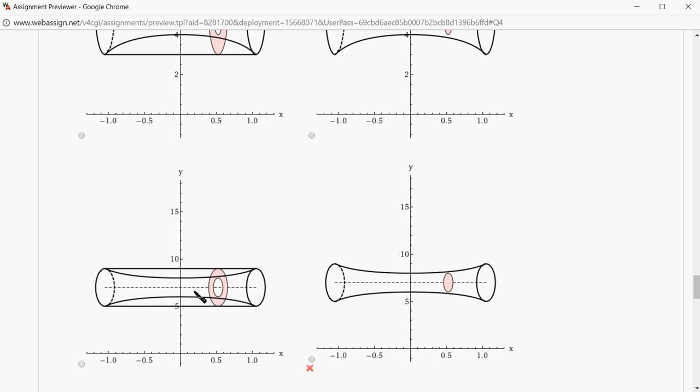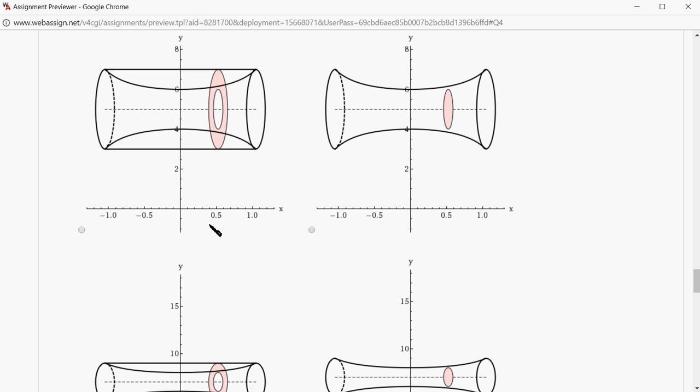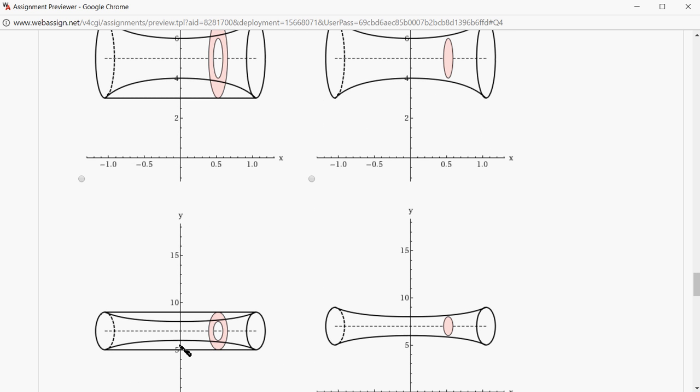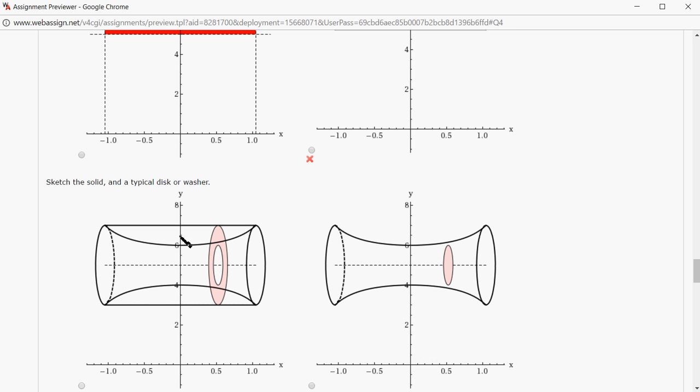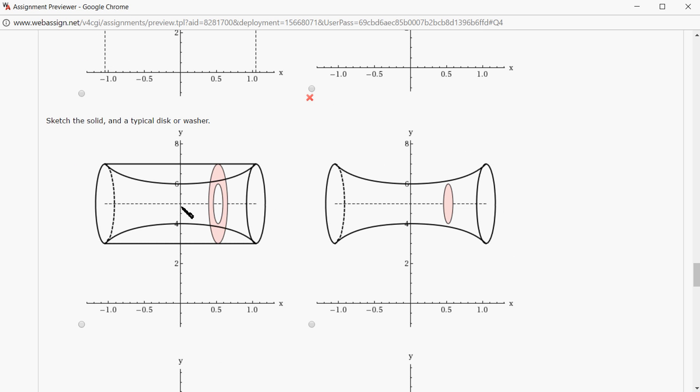This one, let's see, y equals 7. Here, this is not rotated about the right location, so this is going to be the right picture. So y equals 5 is the axis of rotation, and we are rotating this region right here. So you get a washer there. So I'm going to steal this picture and then try to set up a washer method to find the volume.